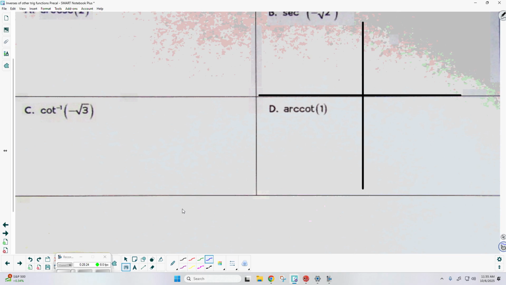So am I going to have to add pi on this one? Why not? We added pi on the previous cotangent. What's the difference? Okay. Only if it's cotangent inverse of a negative will you add pi. Okay. So let's see here. So this is tangent inverse of 1 over 1. Okay, perfect.